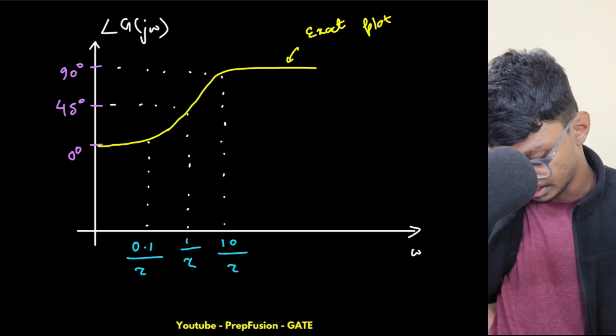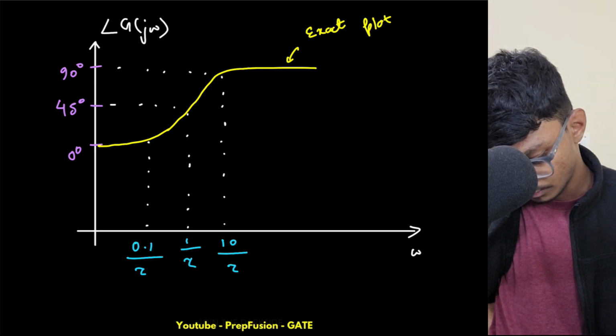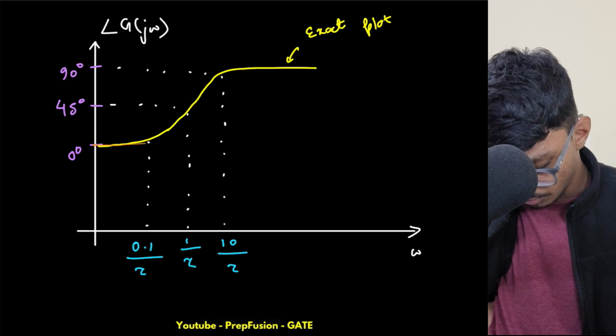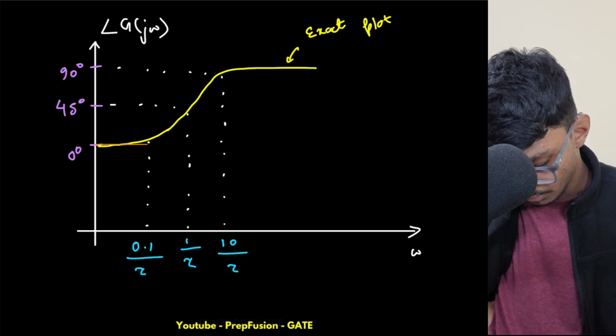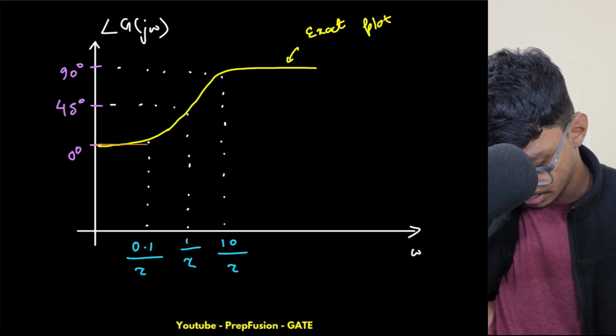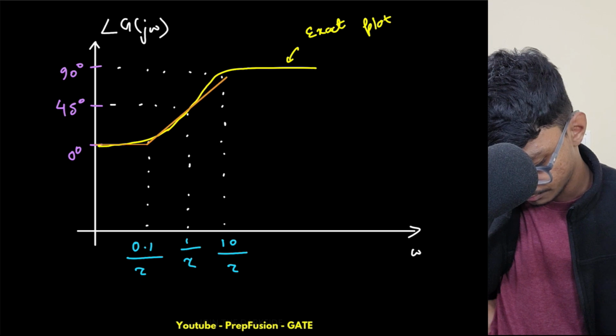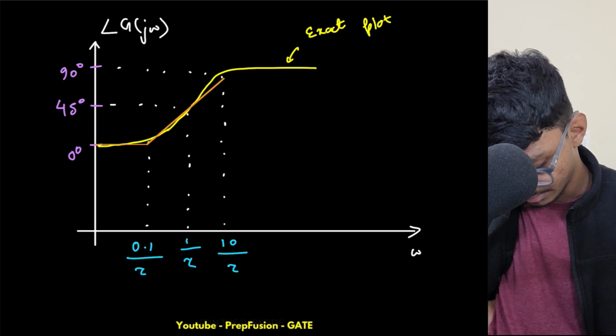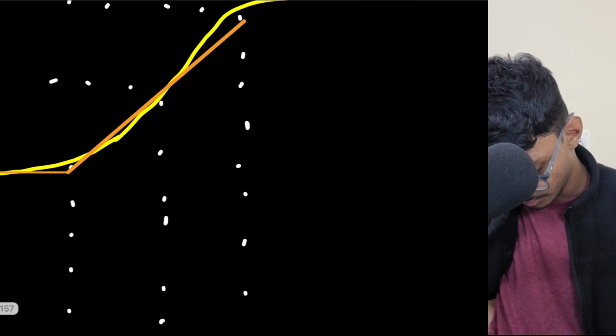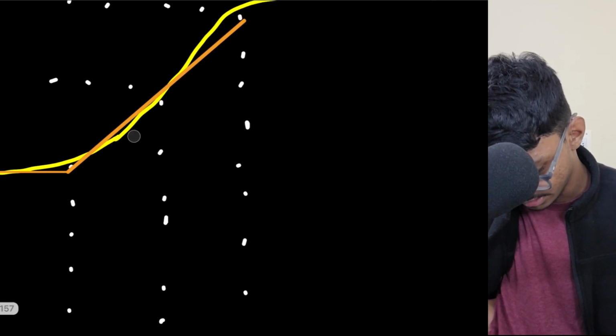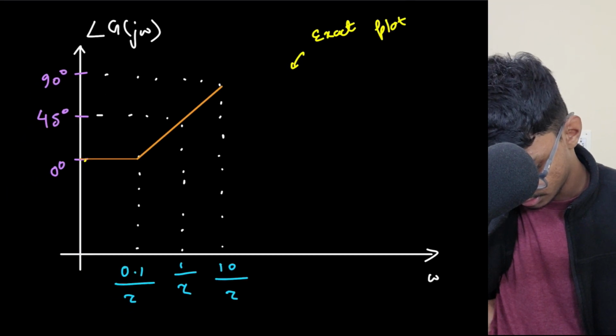So here what is happening is that it is 0 until here. Okay, now it is going in a straight line like this. Obviously I won't be able to draw it perfectly. I have to make a few changes here. So what I will do is just make a few changes.